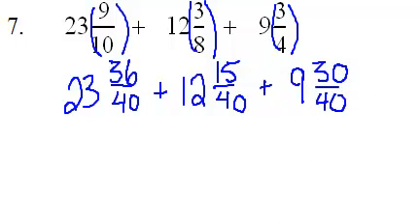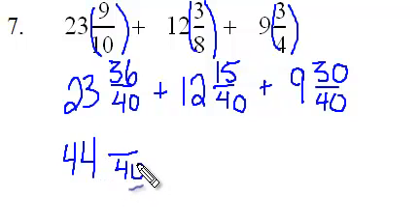Now I have like fractions, I can just go ahead and start adding things. So with mixed numbers, remember I add the whole number portion first. So if I add 23 plus 12 plus 9, I will get 44. All right, I know that my denominator is going to be 40, and now I just need to add the numerator portions of each of these fractional parts. So 36 plus 15 plus 30 gives me 81.